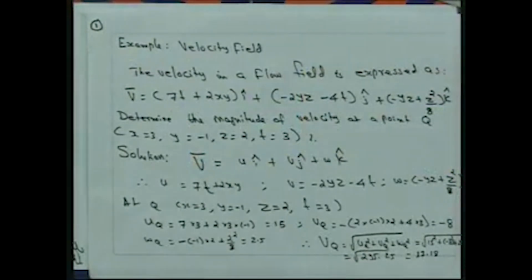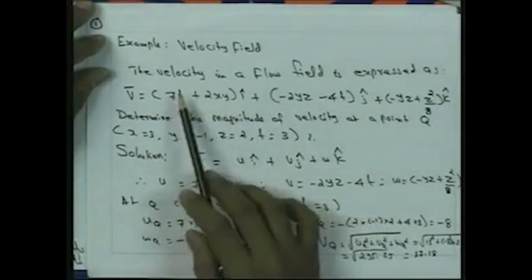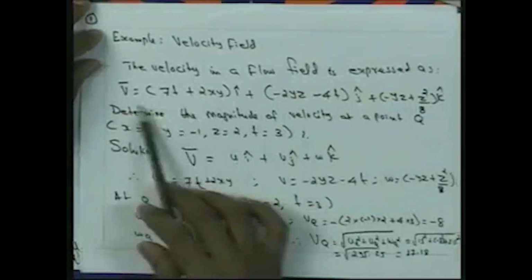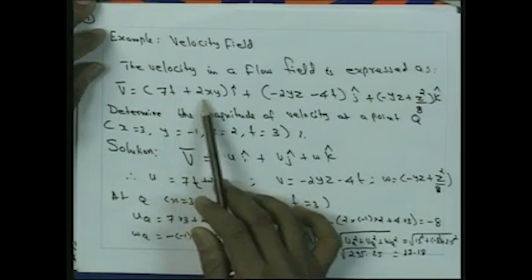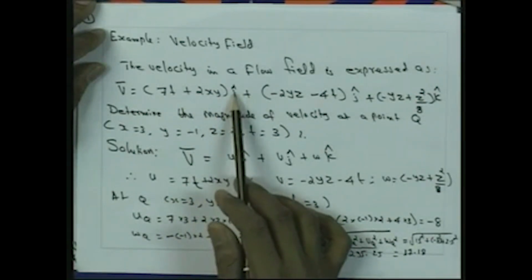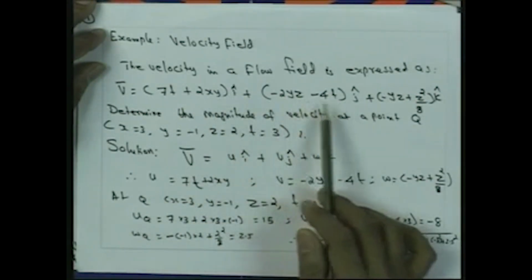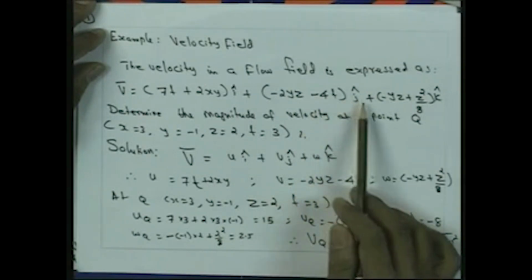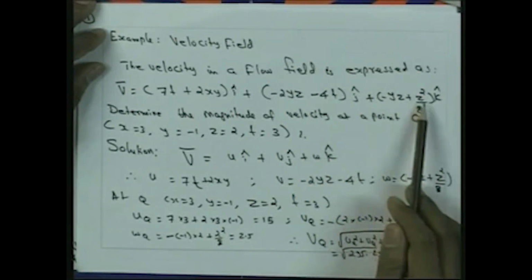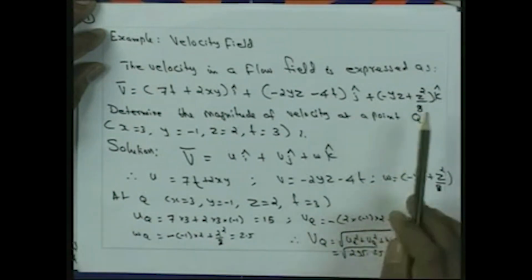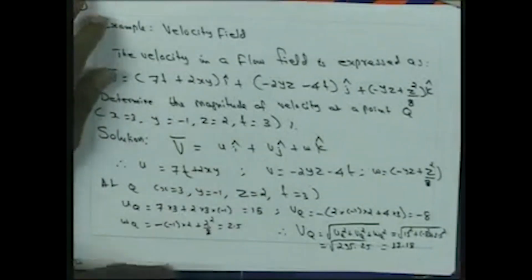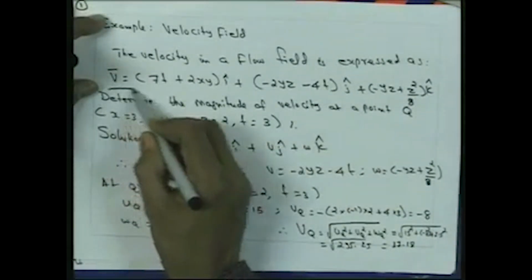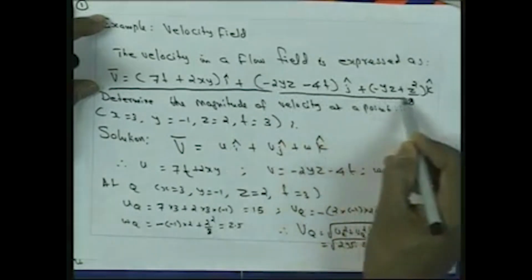So the example problem here is the velocity field. The velocity in a flow field is expressed as the velocity vector v bar equal to (7t plus 2xy) i, the unit vector i, plus (minus 2yz minus 4t) unit vector j, plus (minus yz plus z square by 8) unit vector k. So the velocity field is represented by this function given with respect to i, j and k.